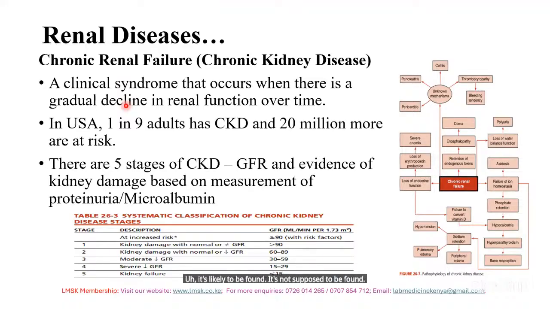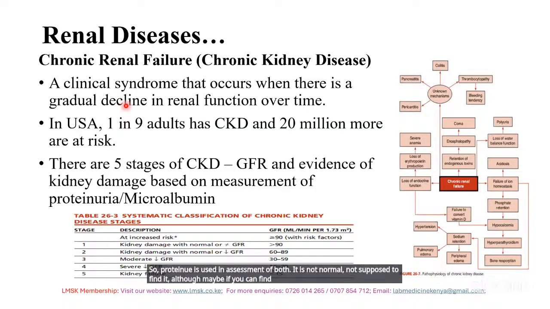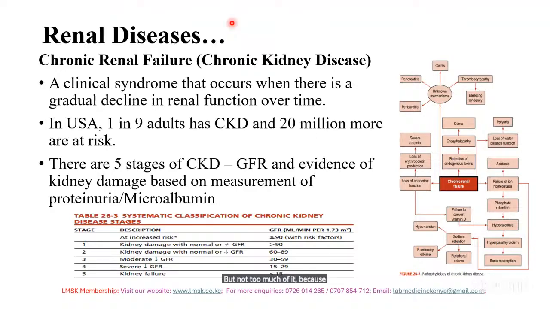It is likely to be found because there is gestational hypertension, or things to do with the blood pressure, or eclampsia, those kinds of conditions. So proteinuria is used in assessment of those. It is not normal. Not supposed to find it. Although maybe you can find traces of protein because of the nature of pregnancy and what it does to the body, but not too much of it because it indicates that there is a problem, mostly in blood pressure control in those particular populations of patients.